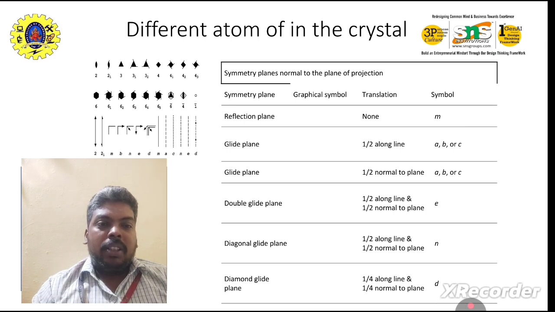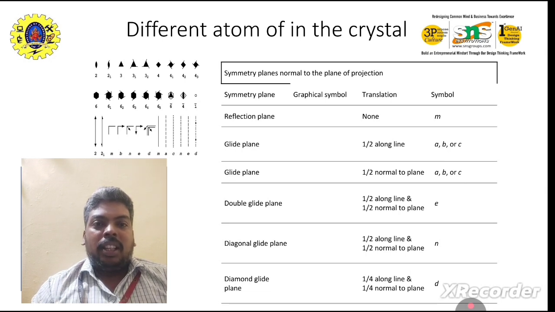So this glide plane is along the 1/4 of the axis, that is the lattice parameter a, means it has half of the distance we can translate. So these are the main different glide translation planes available in the crystal structure.